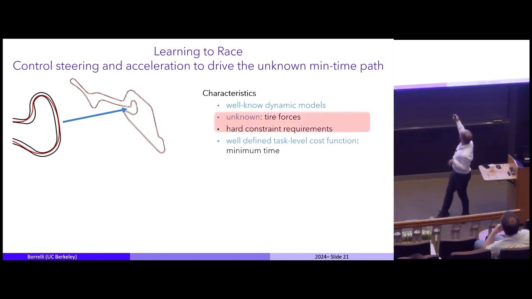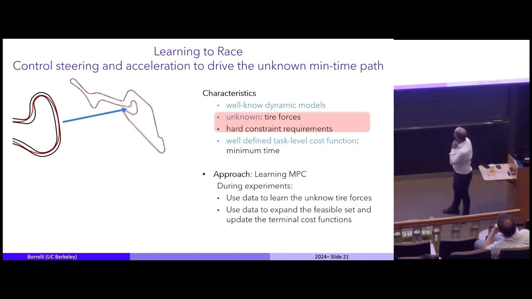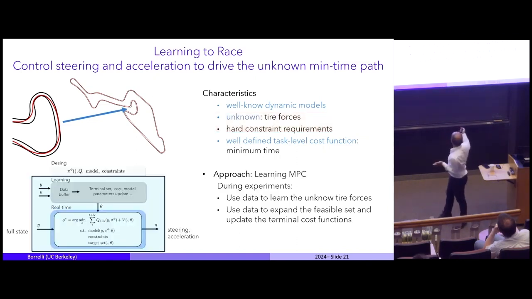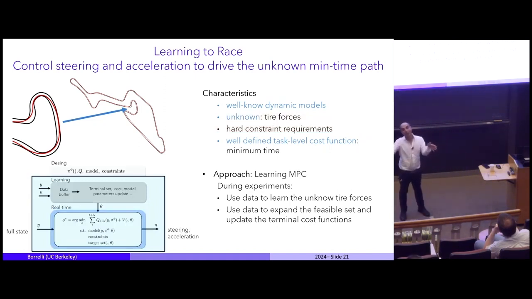What is unknown here is really, as I told you before, the tire forces. So what do we do? We use learning MPC. We collect data during experiments, and we update the unknown tire forces as well as the feasible set and the cost to go. Remember the picture before? I put everything in blue because now the learning is not at the design stage. This happens in real time as I collect the data.